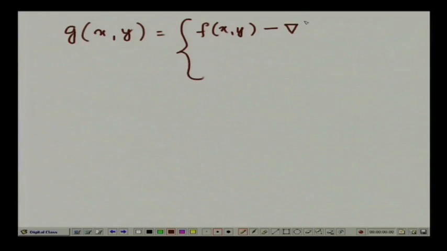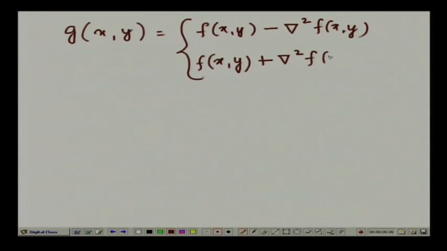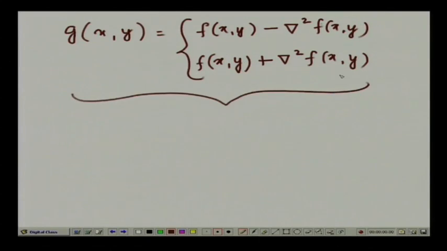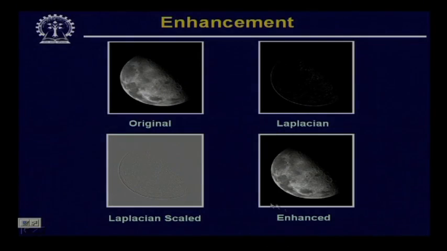So, we can have a function of this form: g x y is equal to f x y minus del square f x y. This will be done when the center coefficient is negative, or we have to perform the operation f x y plus del square f x y when the center coefficient of the Laplacian mask is positive. If I do this, then all the details in the image will be added to the original image. So, the background smoothness will be maintained. However, the image that we will get is an enhanced image. That is what we have got in this particular case, that on the right bottom the image that we have got is an enhanced image.